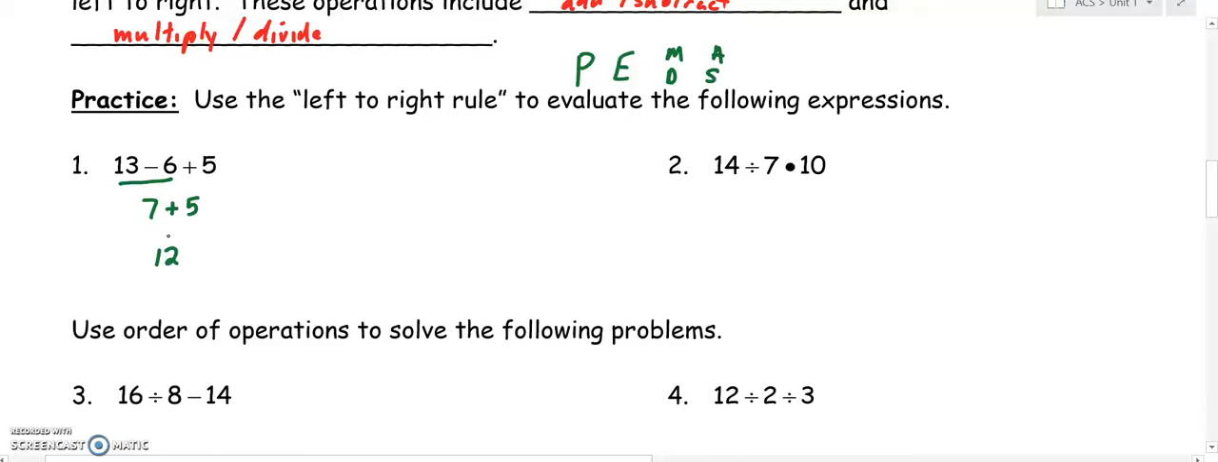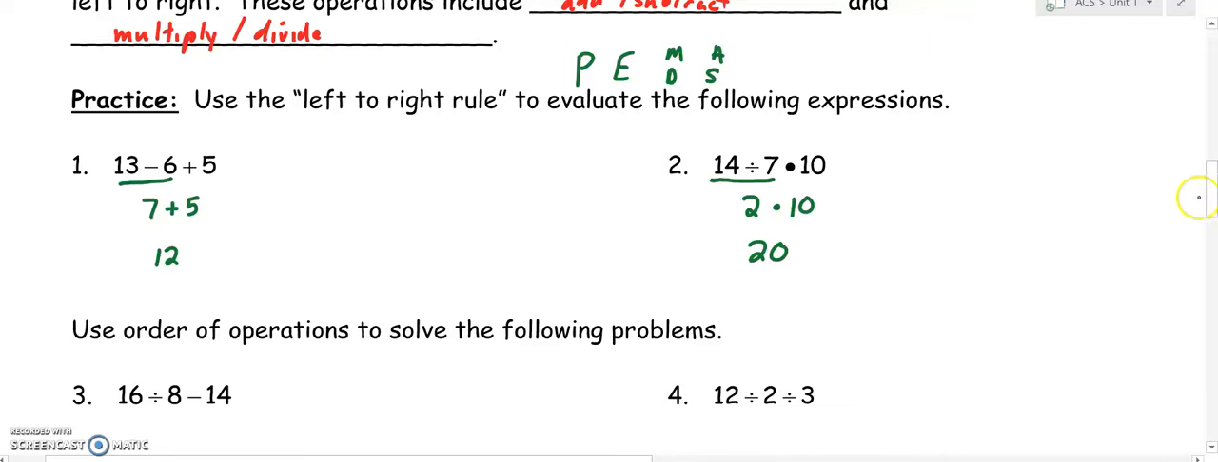In the second equation, I have 14 divided by 7 times 10. In this problem, I see division and multiplication, which have the same importance. So again, I'm going to go from left to right. So 14 divided by 7 is 2 times 10. So 2 times 10 is 20.